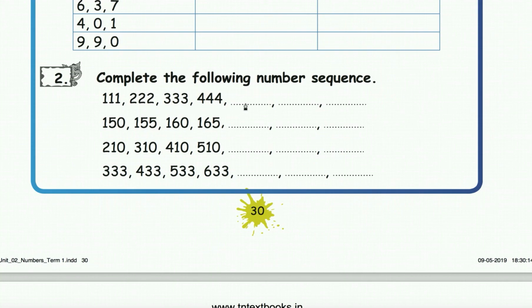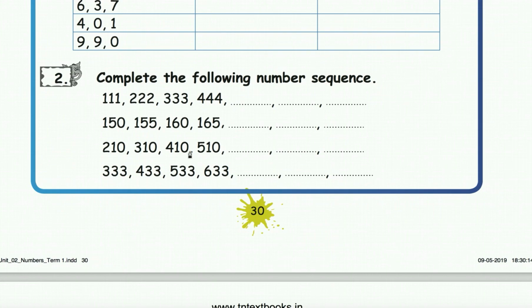Then what will come? 555, 666, 777. Like that. This one: 150, 155, 160, 165. If you carefully observe, the difference between any two consecutive numbers is 5. Then add 5 here: 170, 175, 180. Right.